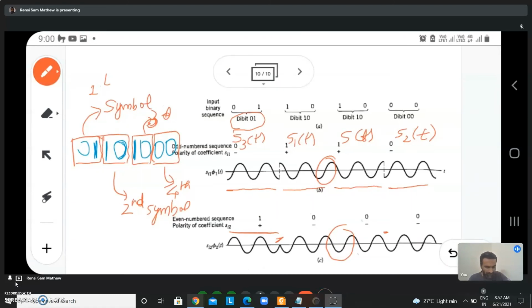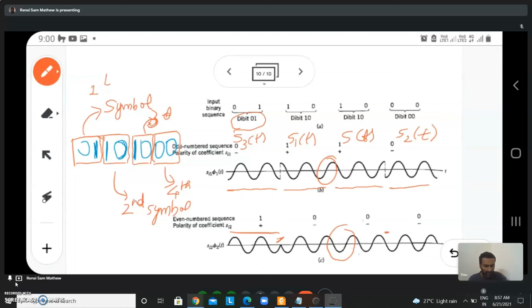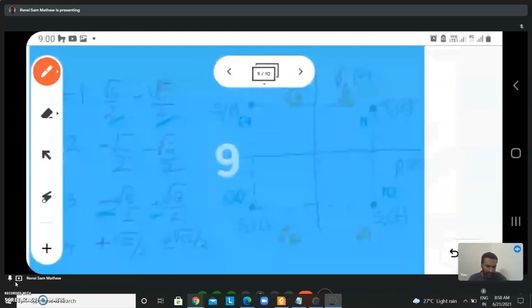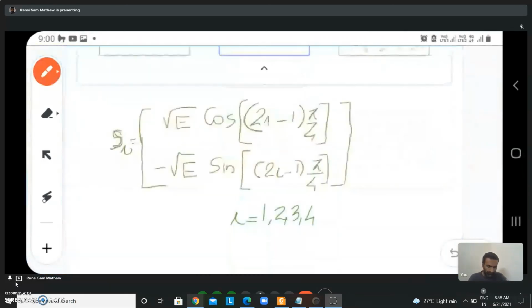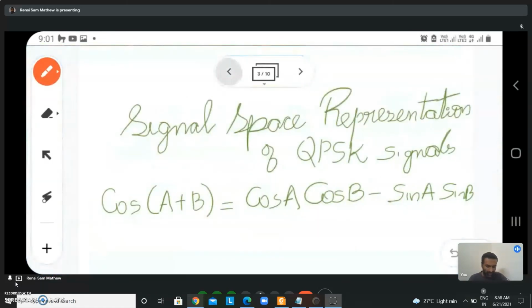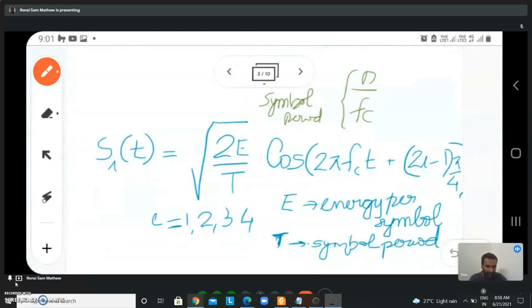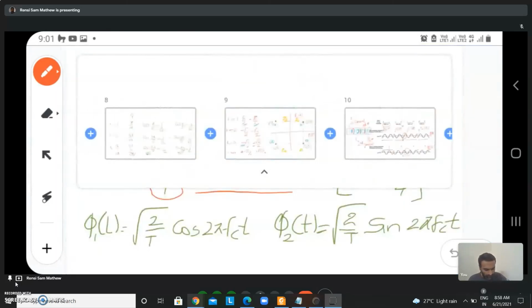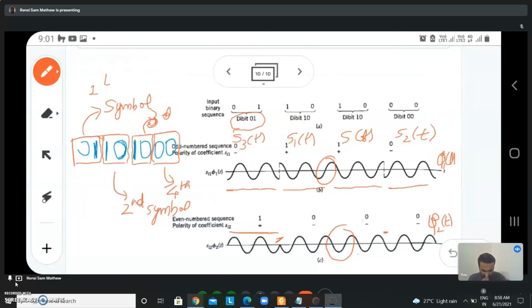So this is how we are going to transmit. This is about the basis function phi 1 of t. First one is about the basis function phi 1 of t, and second one is on the basis of phi 2 of t. So we have these two waveforms, we are going to combine them together. This is because we have this expansion. This is actually the symbol. So we have expanded it and written it in terms of two components. So we are going to combine it and transmit.